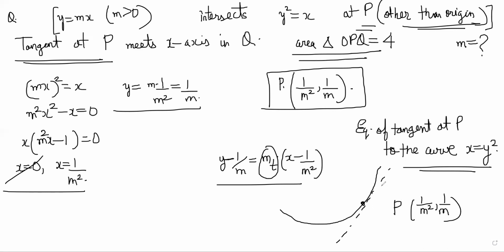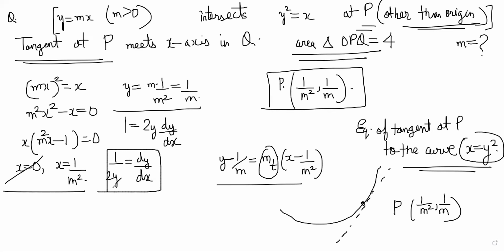How do you write the slope of the tangent? You'll write y is equal to root x, then do dy by dx, and then put the value of x. No, you don't have to write y is equal to root x again. You can directly differentiate both sides with respect to x. It will be 1 is equal to 2y dy by dx. So it will be 1 by 2y is equal to dy by dx.